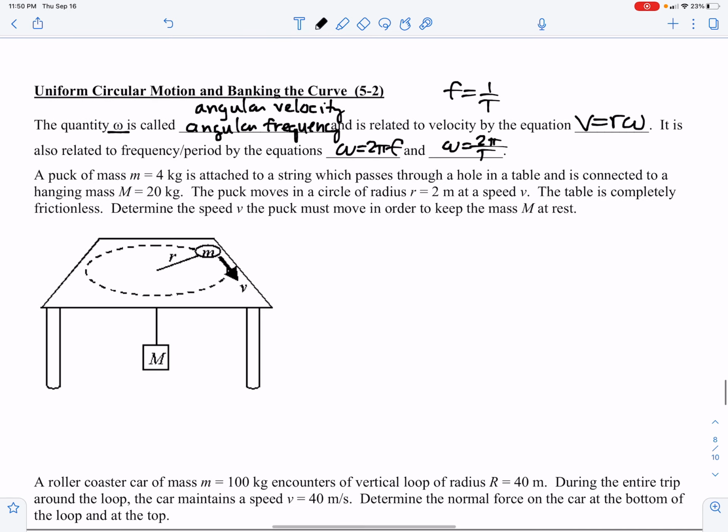Let's take a look at this next example. We have a puck of mass 4 kilograms attached to a string which passes through a hole in a table and is connected to a hanging mass of 20 kilograms. The puck moves around in a circle of radius 2 meters at speed v. The table is completely frictionless. Determine the speed v the puck must move in order to keep the mass at rest.